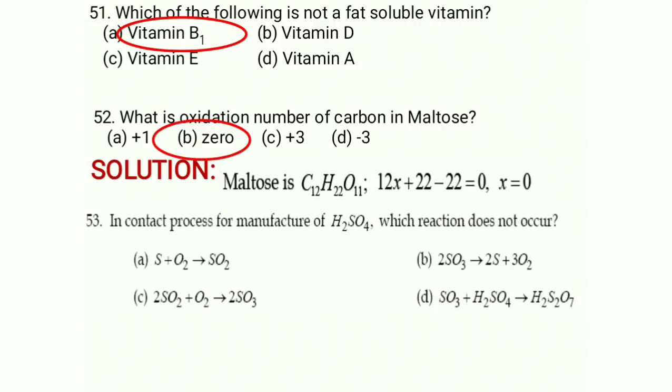53, in the contact process for the manufacture of H2SO4, which reaction does not occur? S plus O2 gives SO2, which is possible as the first reaction. 2SO2 plus O2 gives 2SO3, the main important reaction. SO3 plus H2SO4 gives H2S2O7, that is absorption. Definitely the answer for this question is B. Remember, 2SO3 giving rise to 2S plus O2 is not possible. So the answer is B.